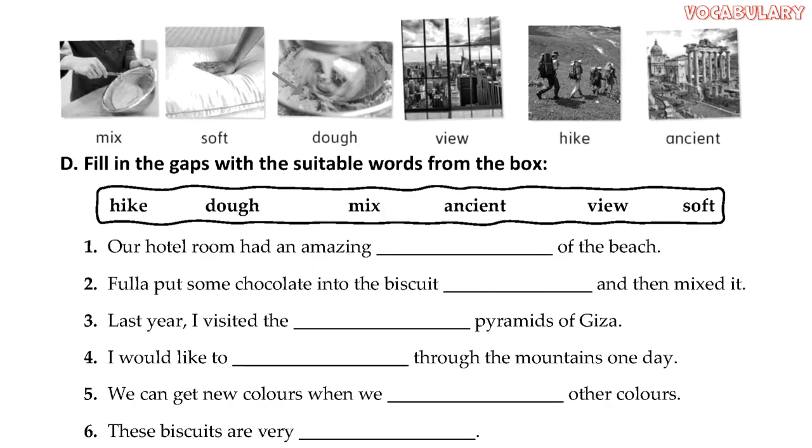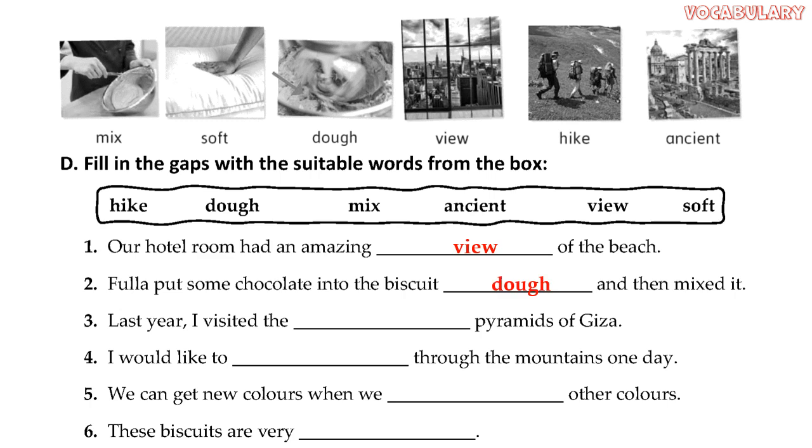Next set, in other words, mix, soft, dough, view, hike, and ancient. Number one, our hotel room had an amazing blank. Yes, what do you have in the hotel room? On the beach or on the swimming pool, it's a very amazing and beautiful view. Put some chocolate into the biscuit, very good, biscuit dough, and then mix it.